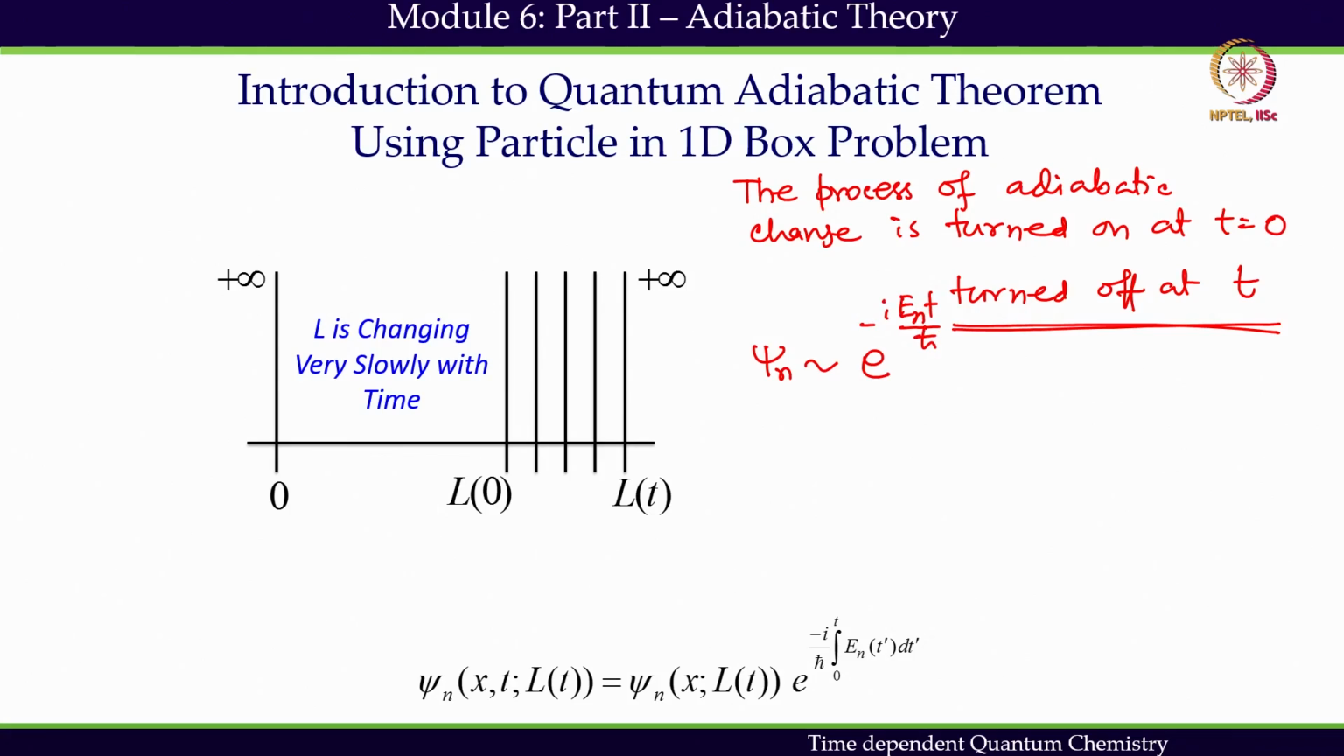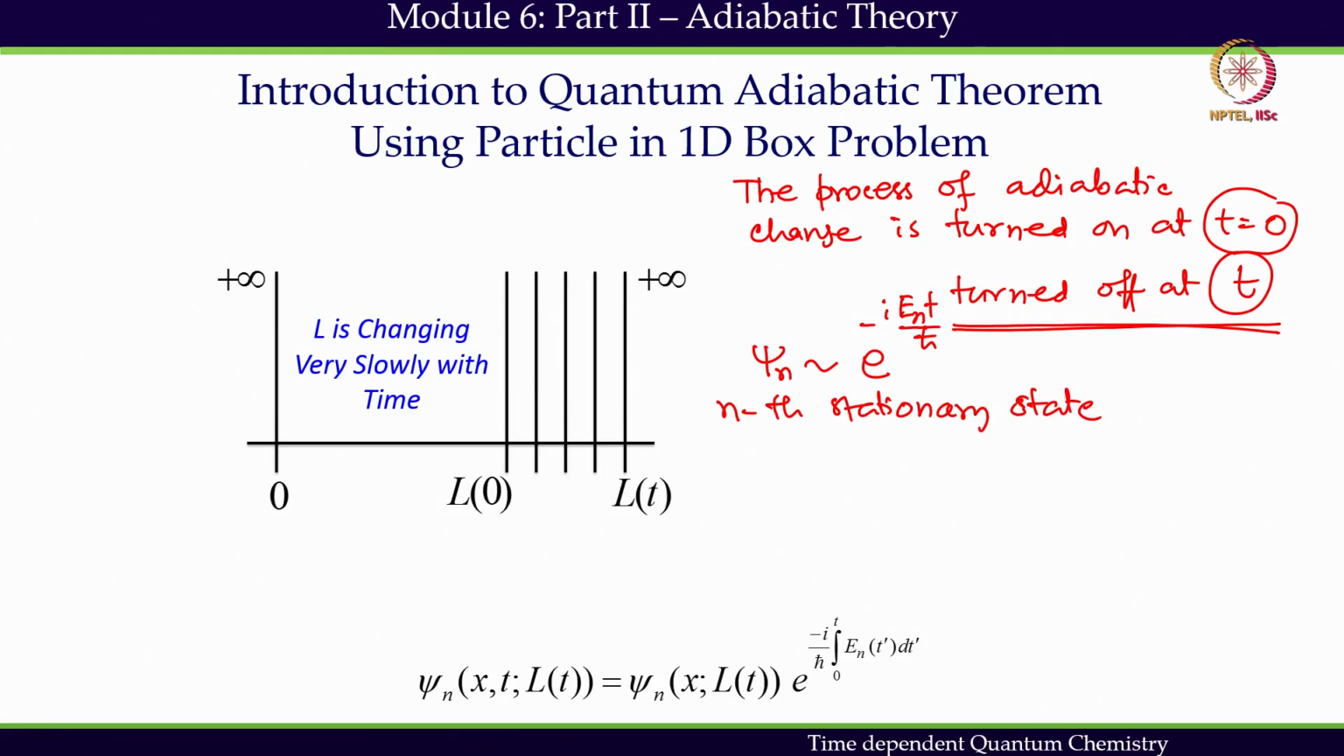Now, the time is evolving from 0 to t. Because it is evolving from 0 to t time, this is the nth stationary state.